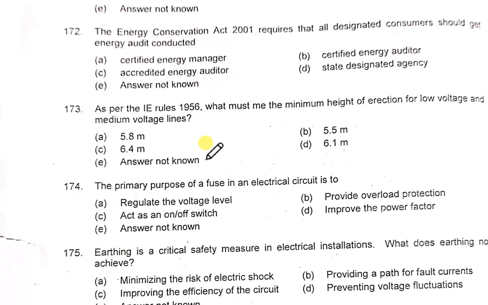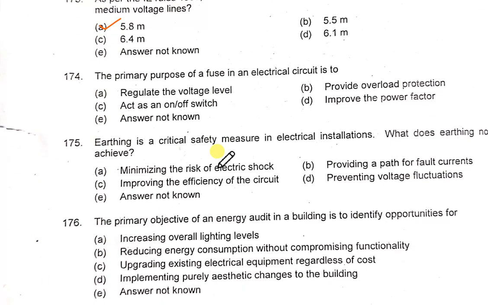The Energy Conservation Act 2001 requires that all designated consumers should get energy audit conducted by an accredited energy auditor. Option C is the correct answer. As per IE rules 1956, what must be the minimum height of erection for low voltage and medium voltage line? It is 5.8 meter. The primary purpose of a fuse in an electrical circuit is to provide overload protection.